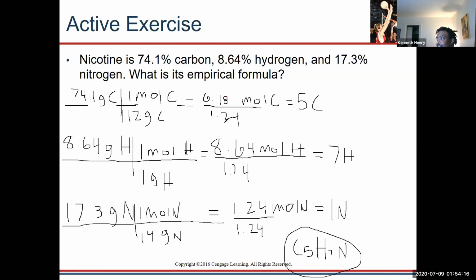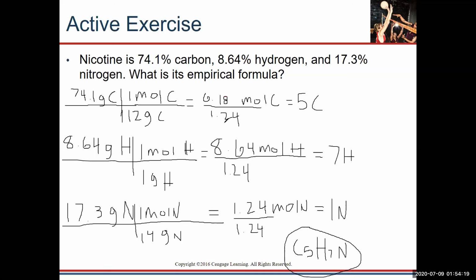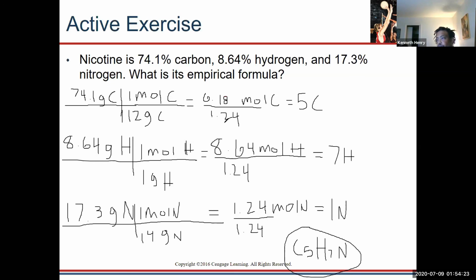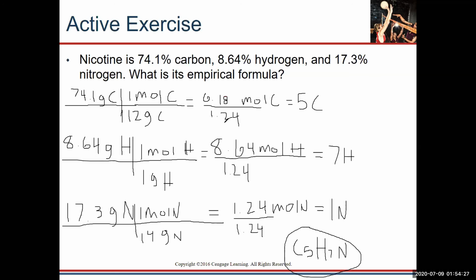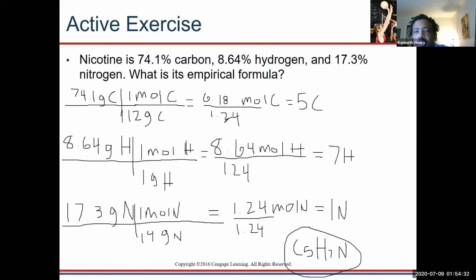Does it matter which one you divide it by, or can you choose one you divide it by? Nope, you always want to divide by the smallest. Okay, thank you. So who's the smallest? Nitrogen. Okay, so let's make it a little more challenging, right? This is too easy.